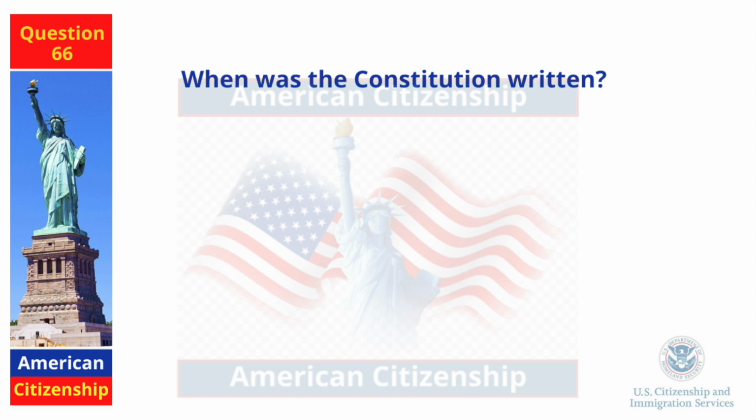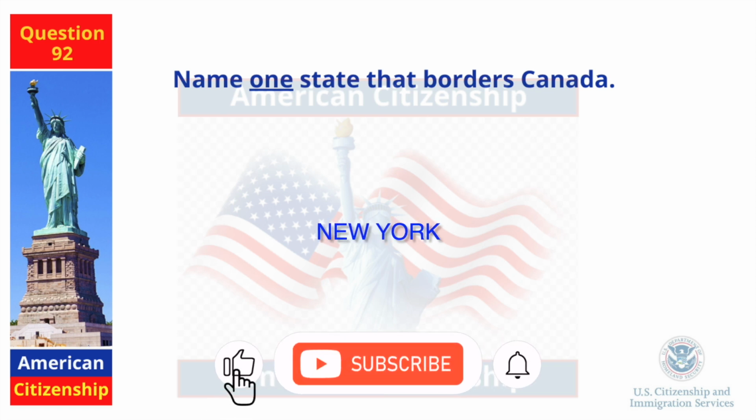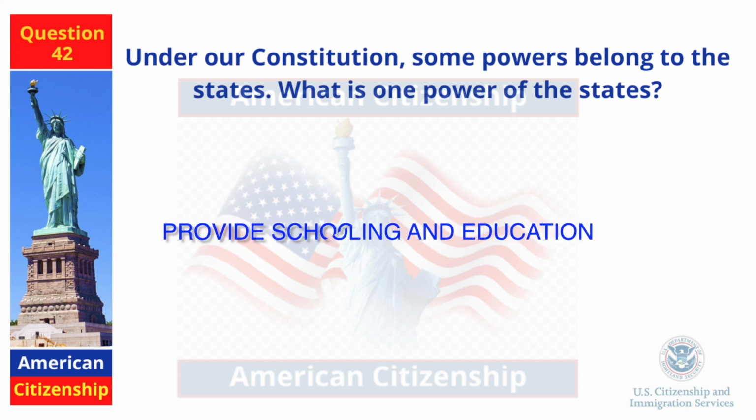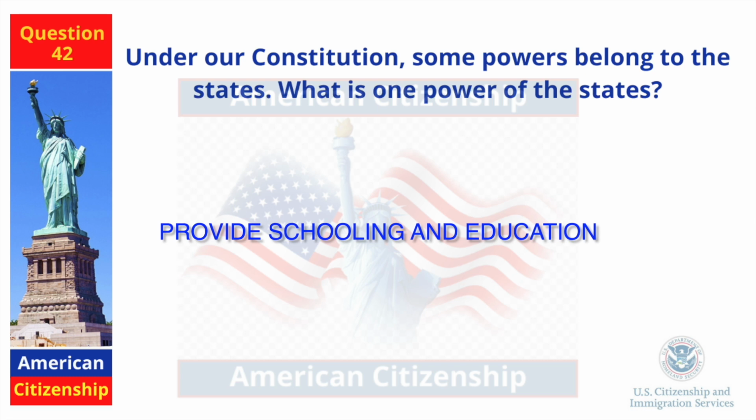When was the Constitution written? 1787. Name one state that borders Canada. New York. Under our Constitution, some powers belong to the states. What is one power of the states? Provide schooling and education.